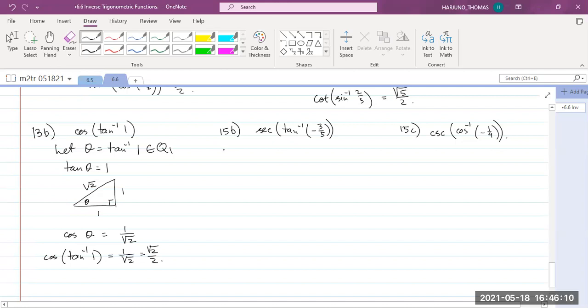15b, secant of tangent inverse of negative 3/5. Let theta be tangent inverse of negative 3/5. Tangent inverse negative is in quadrant negative 1, or you can call that quadrant 4. So tangent theta equals negative 3/5. The reference angle is 3/5.